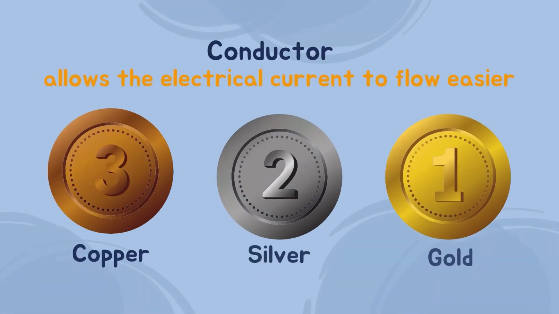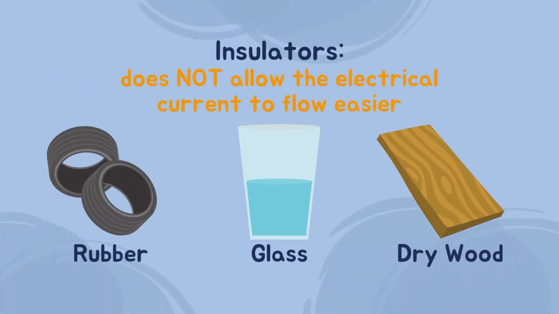Most of our appliances' circuits are made out of conductors. Conductors allow electrical current to flow easier. Examples of conductors are copper, gold, and silver. The opposite of conductors are insulators, which are materials that don't allow electrical current to flow through them. Examples of insulators are rubber, glass, and dry wood.